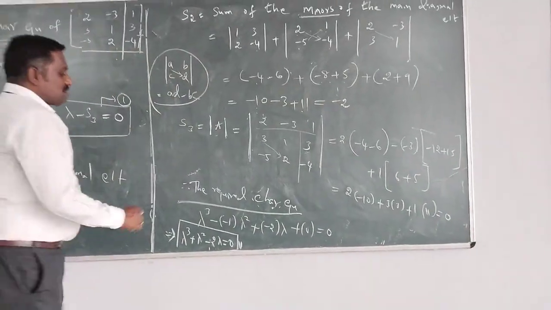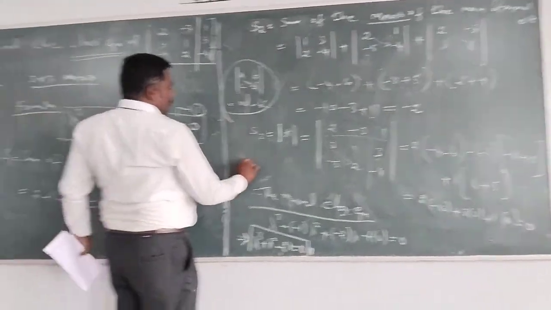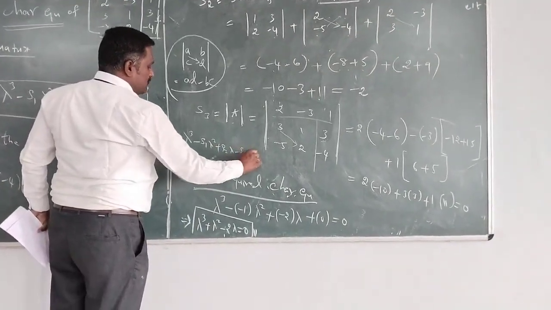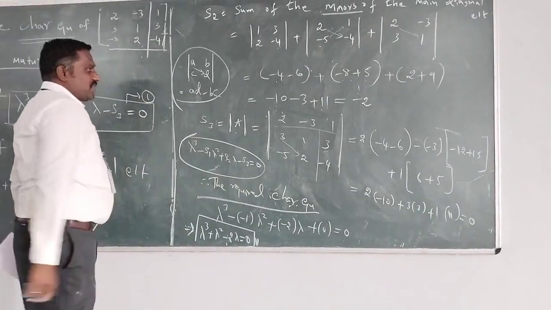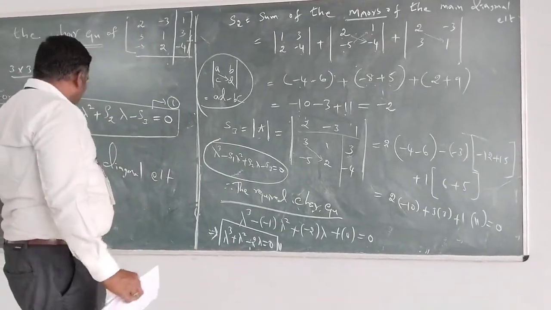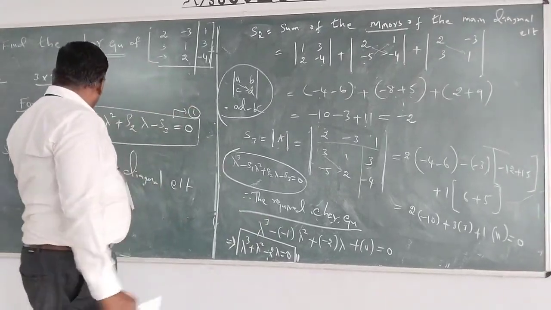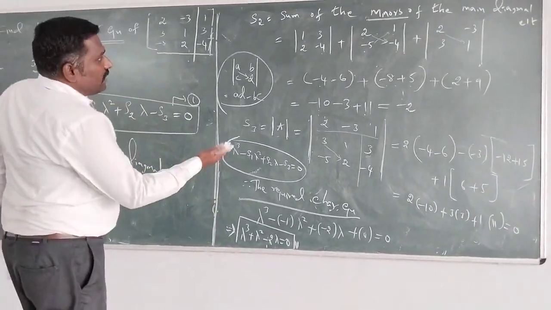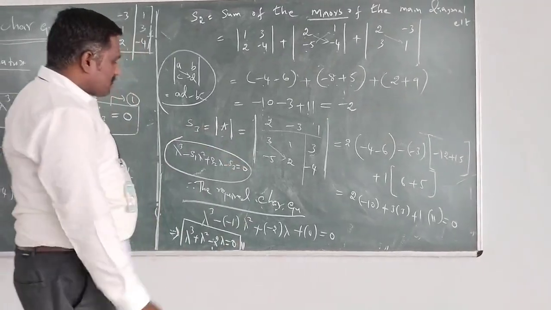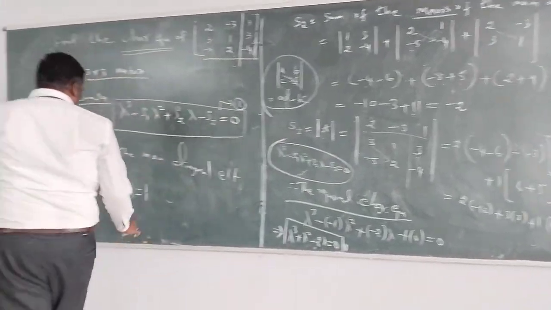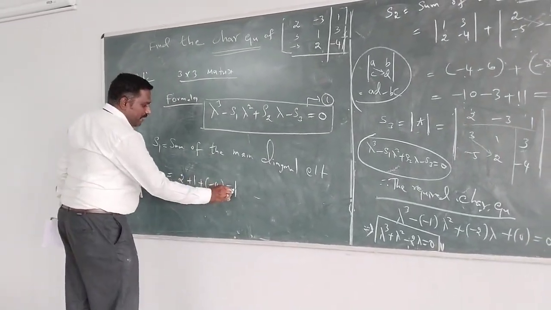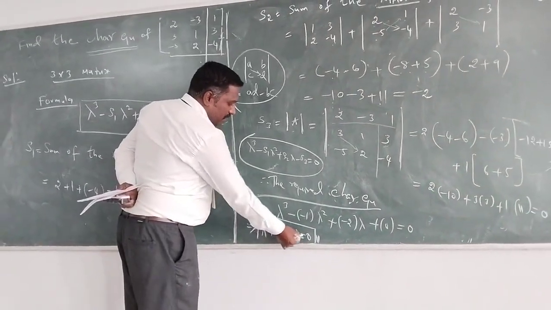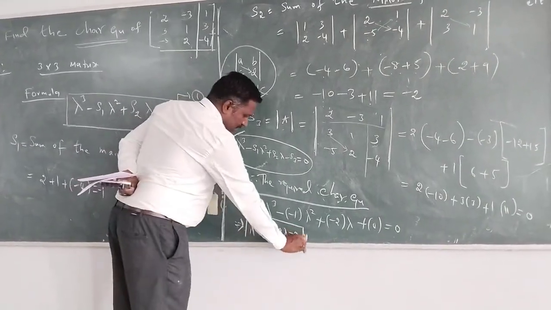Once again, what is our characteristic formula? Lambda cube minus s1 lambda square plus s2 lambda minus s3 equal to 0. You substitute the values: s1 is minus 1, s2 is minus 2, s3 is 0. Here you get lambda cube plus lambda square minus 2 lambda equal to 0. It is the final characteristic equation.